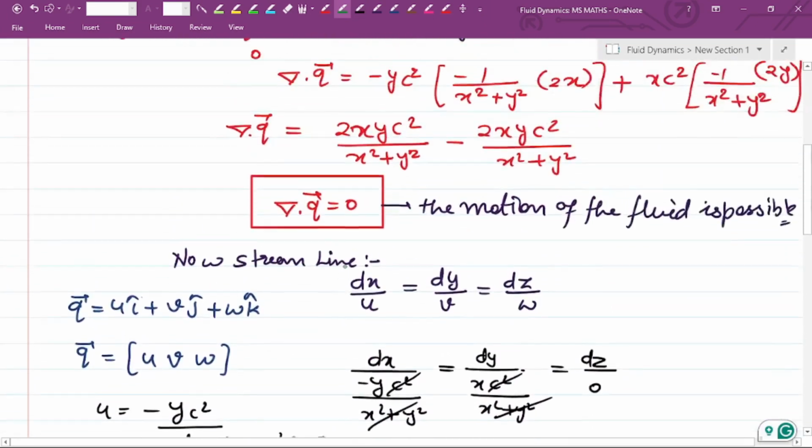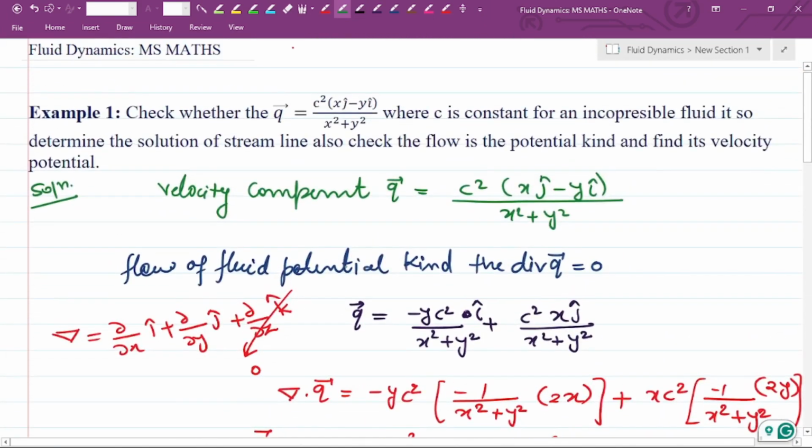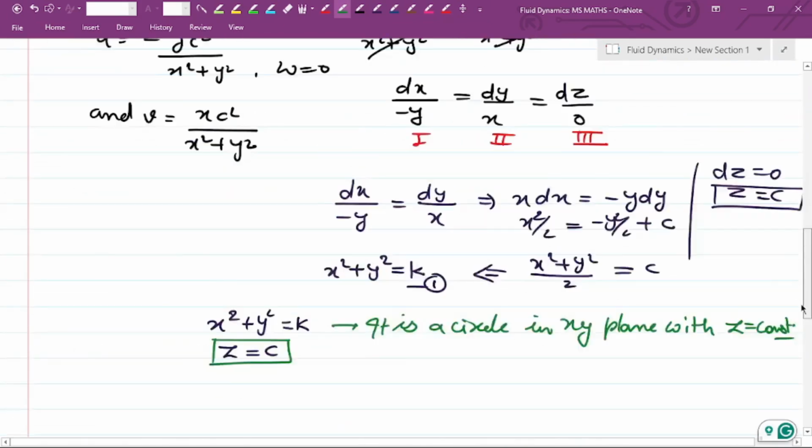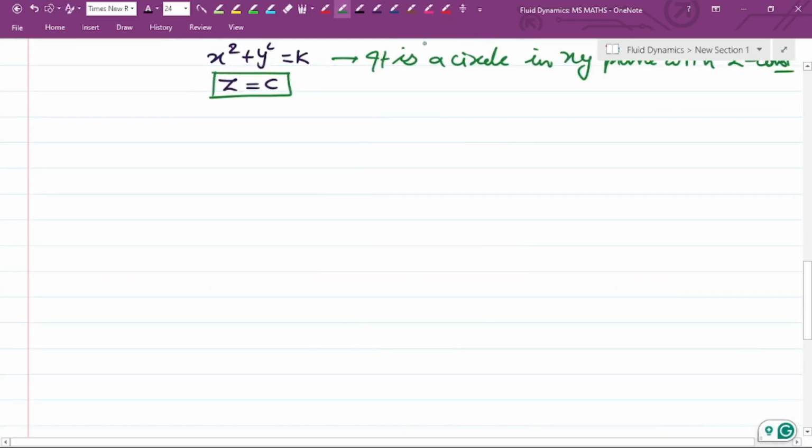Now in the question, one thing we have to find is the velocity potential. So how can we find the potential function for this? To find the velocity potential function, the curl of q should be 0. So we can find the curl in this case. Then how can we find the curl? This example covers all the types of concepts that we have already discussed.